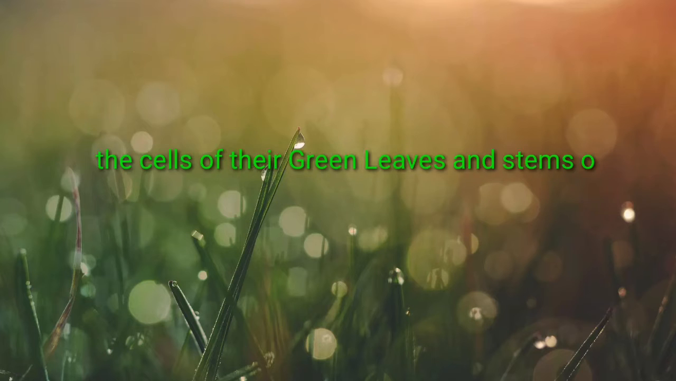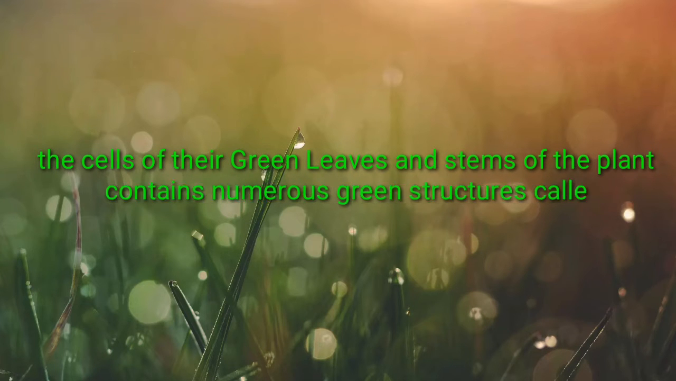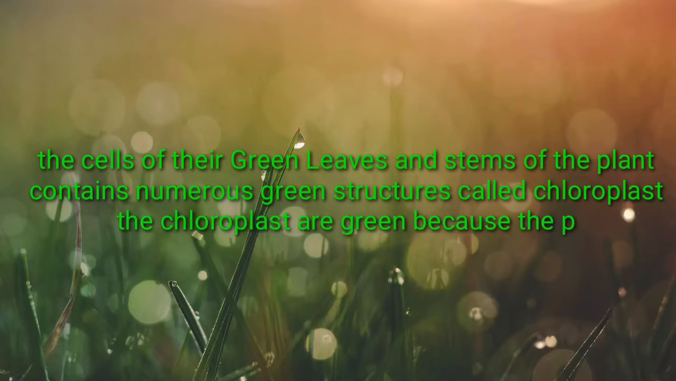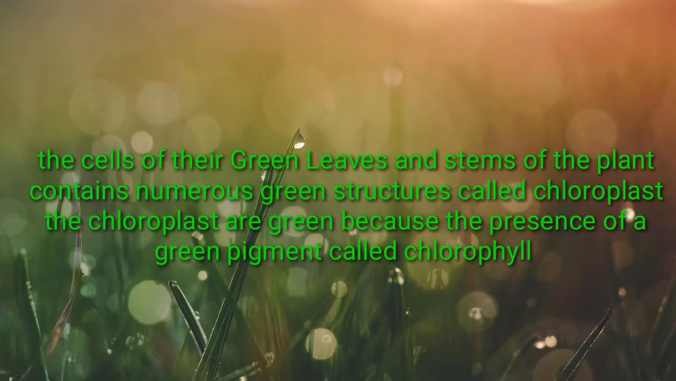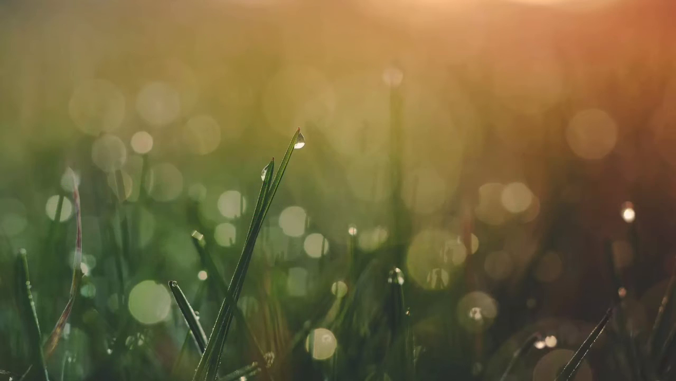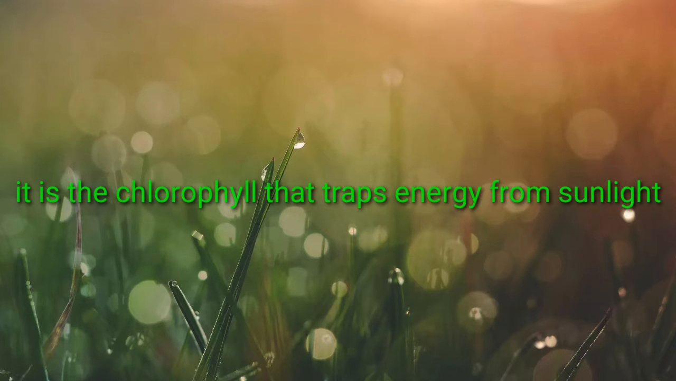The cells of the green leaves and young stems of plants contain numerous green structures called chloroplasts. The chloroplasts are green because of the presence of a green pigment called chlorophyll. It is the chlorophyll of the plant which traps energy from sunlight.